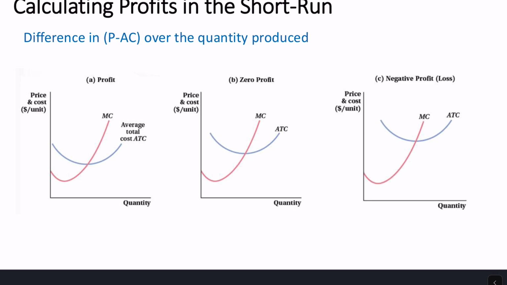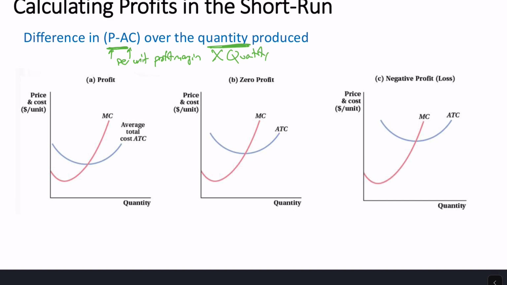So profits are going to be the difference between price and average cost over the quantity produced. Okay? So price is going to be the revenue you get for every unit. Average cost is going to be like the cost per unit on every unit. And so that difference is going to be like a per unit profit margin. And then when you multiply by the quantity that is actually sold, right, then you get total profits.